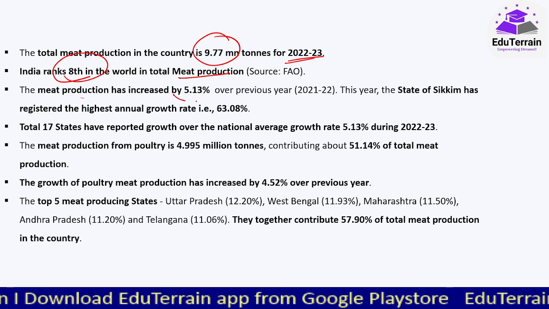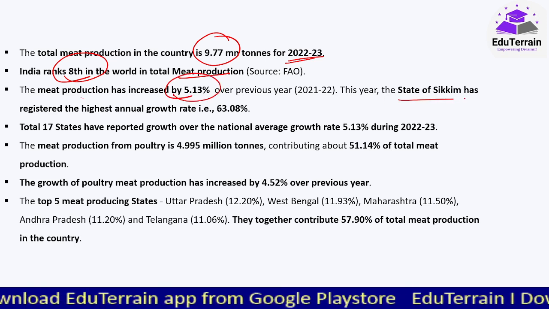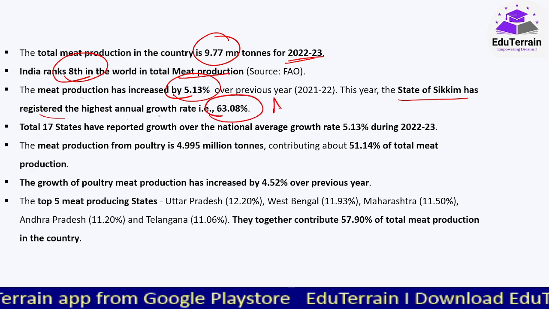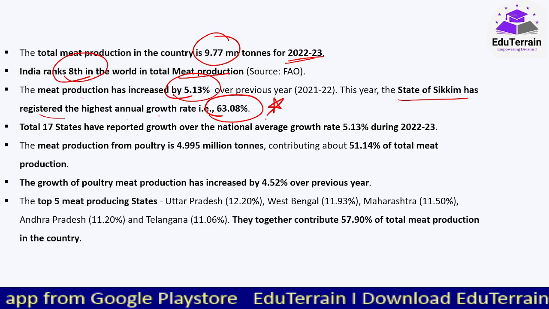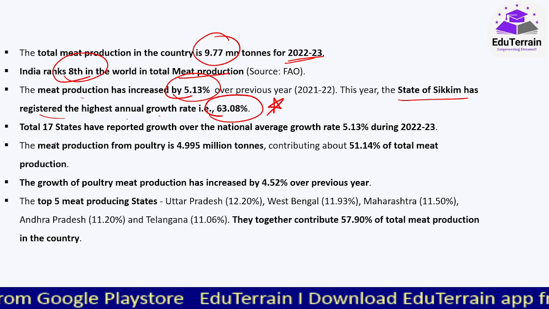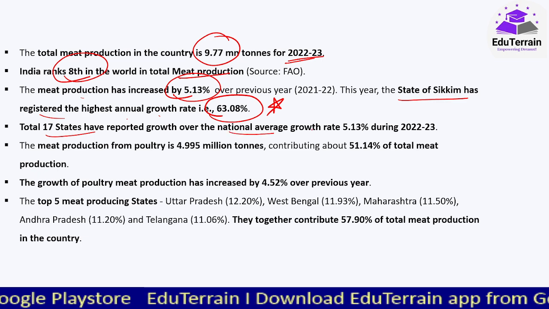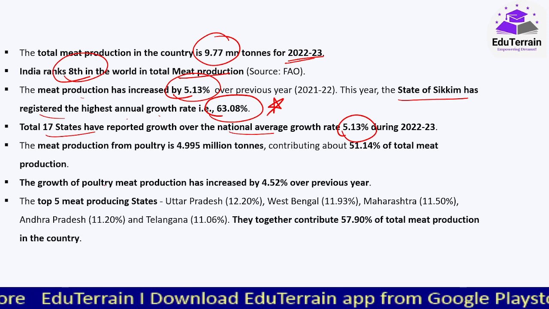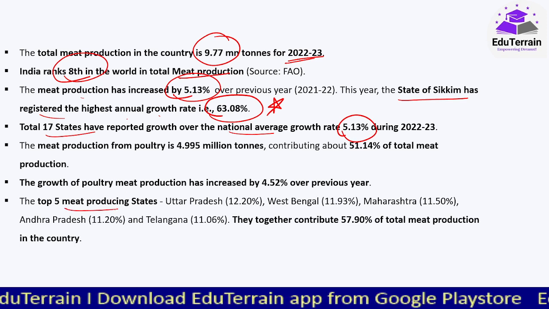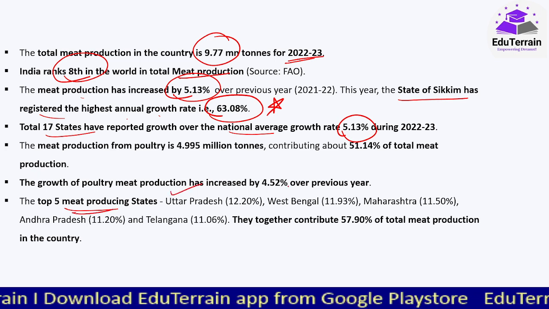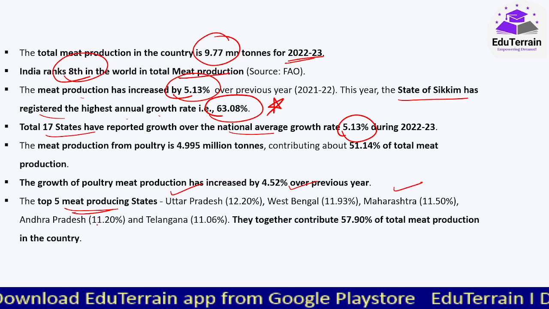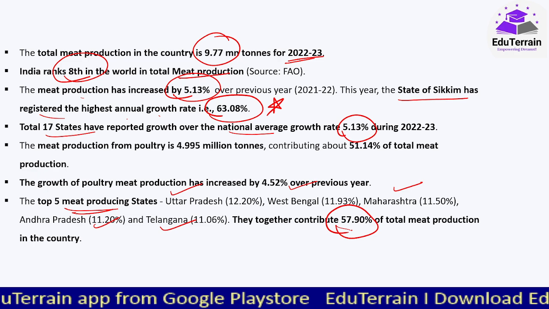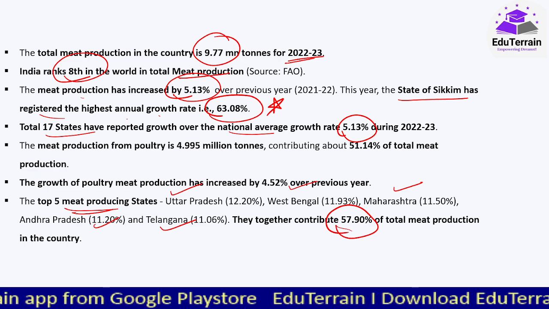The meat production has increased by 5.13%, and this year the state of Sikkim has registered the highest annual growth rate of meat production, 63.08%, very very high. A total of 17 states have reported growth over the national average growth rate of 5.13%. And the top 5 meat producing states, which is important: Uttar Pradesh, after that West Bengal, Maharashtra, Andhra Pradesh and Telangana. They constitute more than 55% of the total meat production in the country.